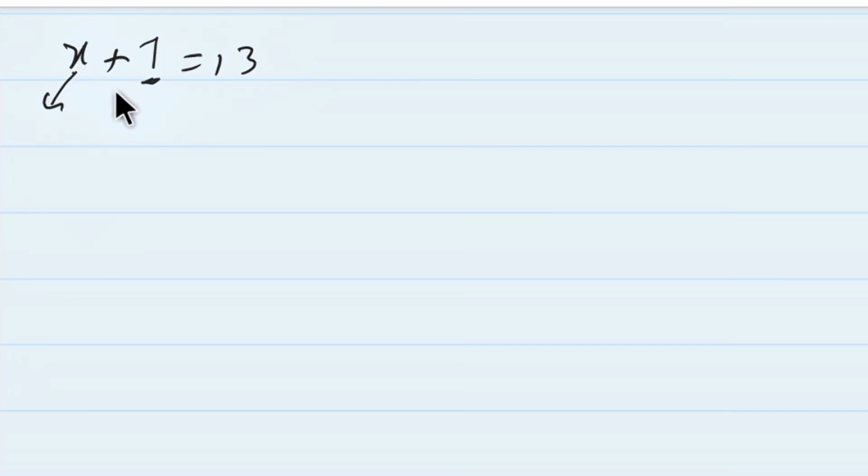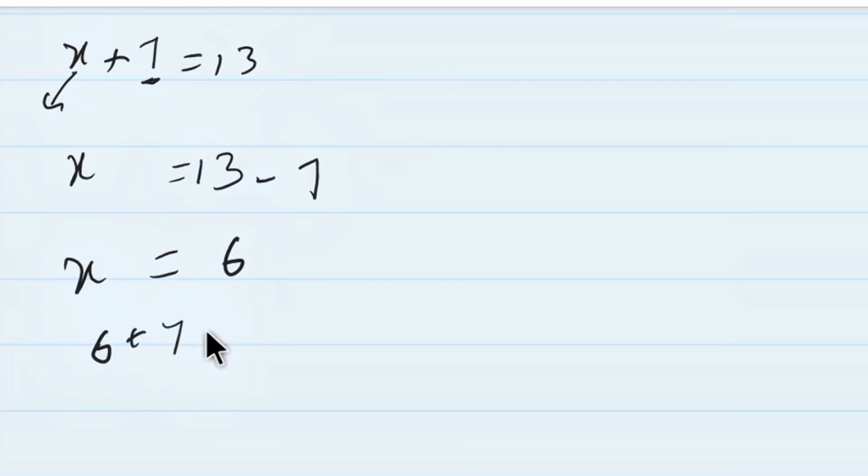Now we want to isolate x, so if there is a symbol of plus or minus between the variable and the constant term, simply take this constant to the other side and change its symbol. If it is plus, then on the right hand side its symbol would be minus, and if on the left hand side its symbol is minus, then on the right side its symbol would be plus. So x would be equal to 13 minus 7, which is equal to 6.